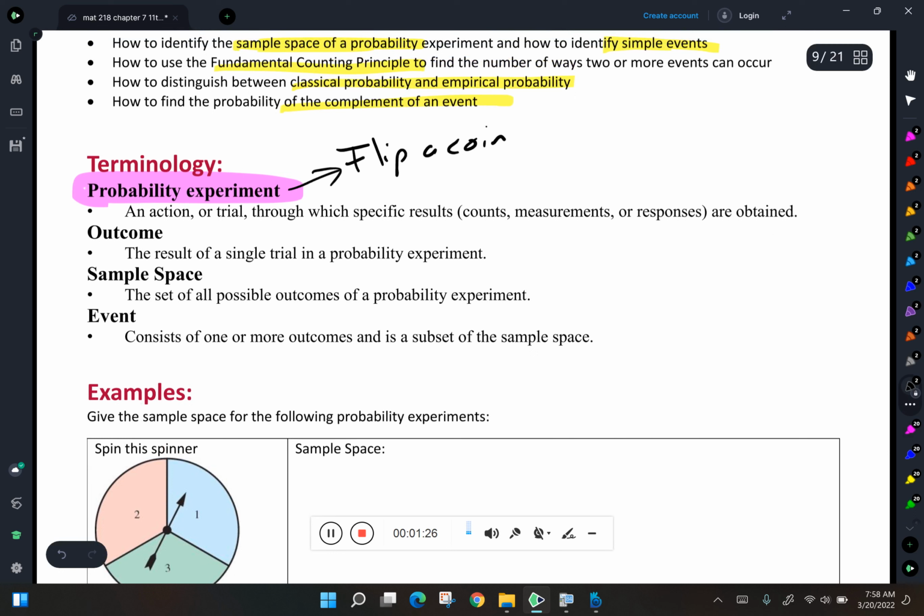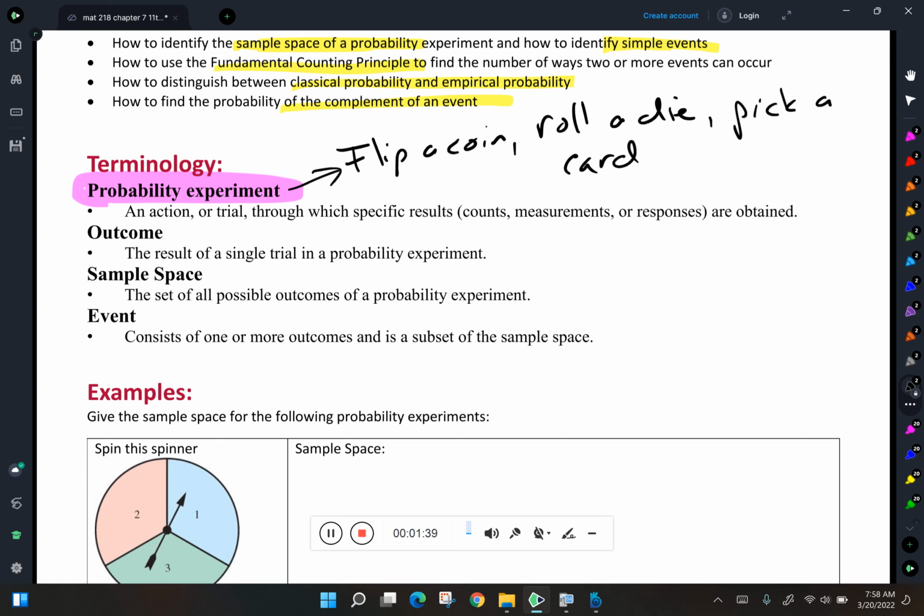Flip a coin. So the experiment is to flip a coin or to roll a die or to pick a card. Now those are all very classic probability things to do, flipping coins and rolling dice and picking cards. But even something as complicated as predicting the weather can be thought of as our probability experiment.